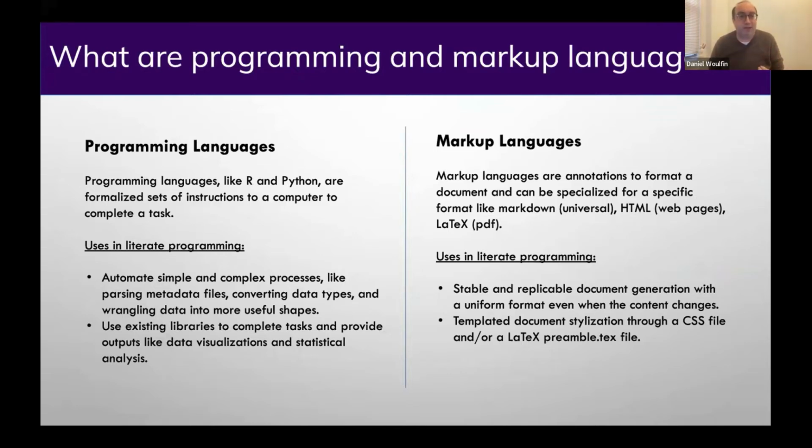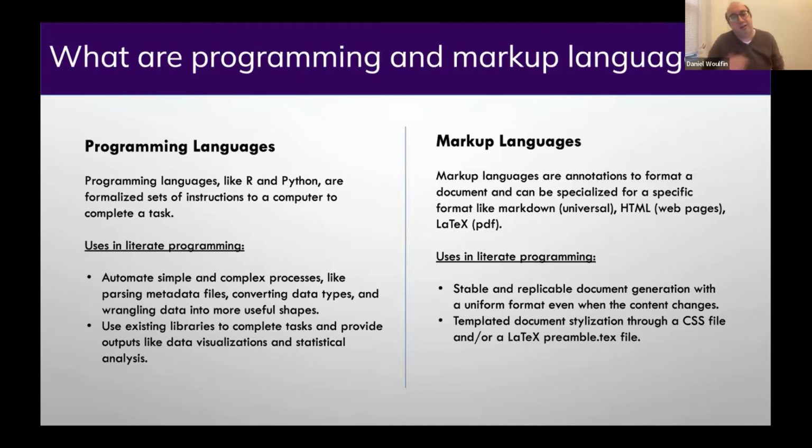So let's just start off with the basics. A programming language, for those of you who don't know, a high-level programming language is something along the lines of R or Python, C++, Java, etc. And it's used in something like literate programming to really simplify what could be a very complex process and spit out the output. This could be converting data types, it could be parsing metadata files, which can be complex if they're hierarchical. It's wrangling data into different forms, generating visualizations, or even using existing packages to get very complex statistical analysis if you want.